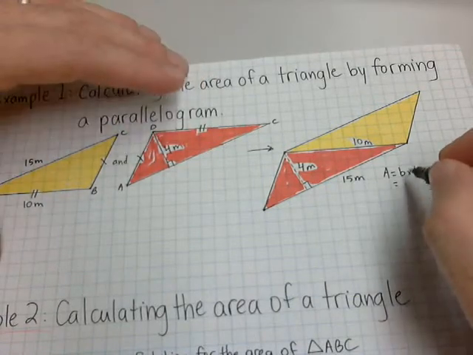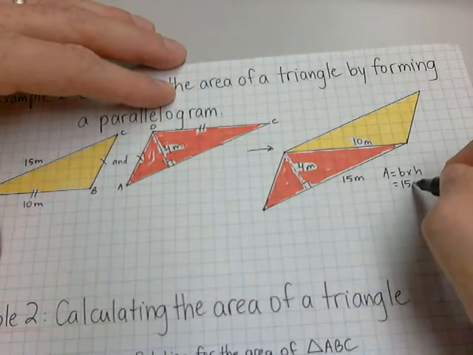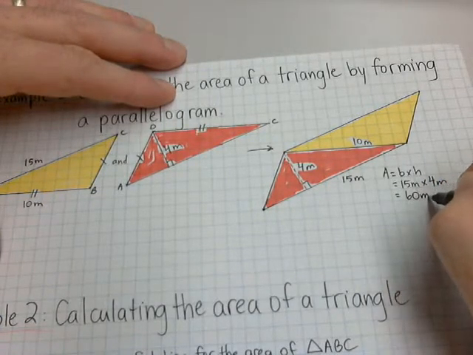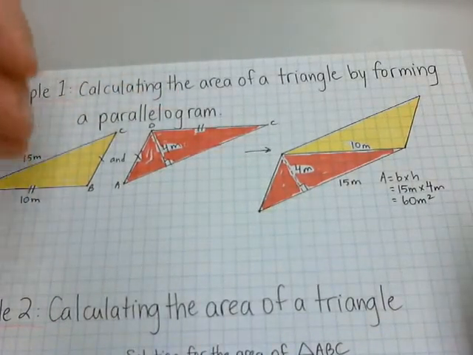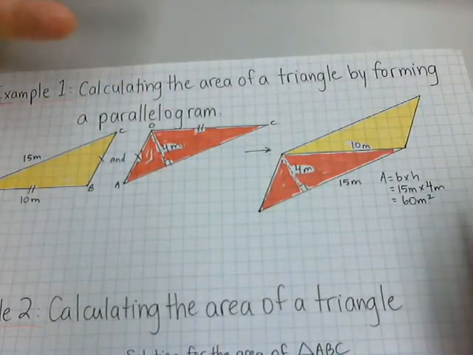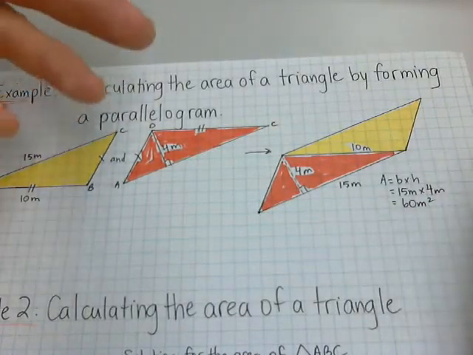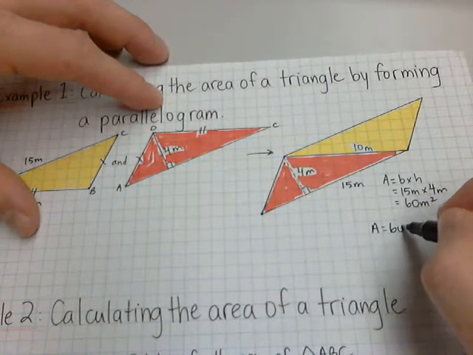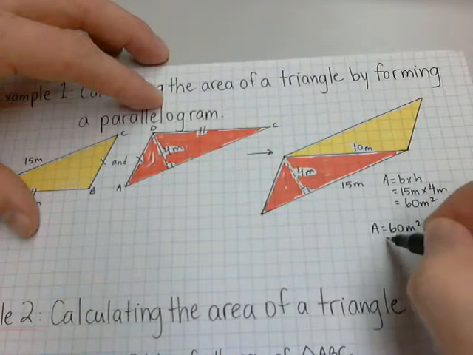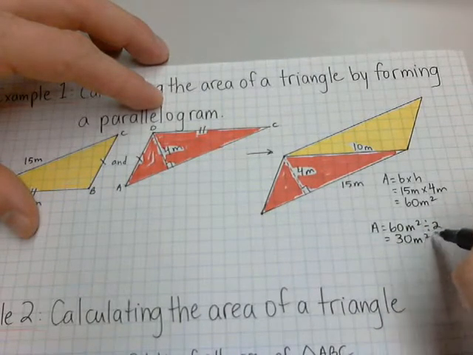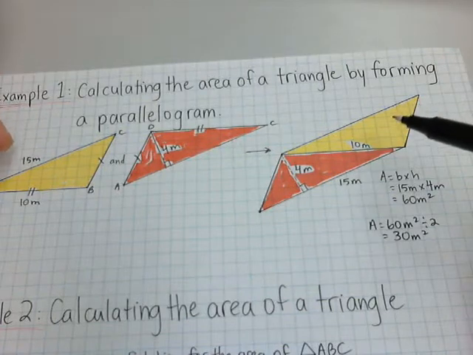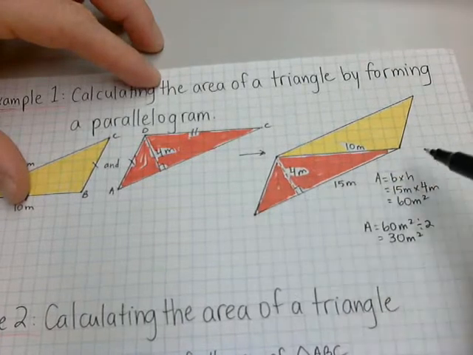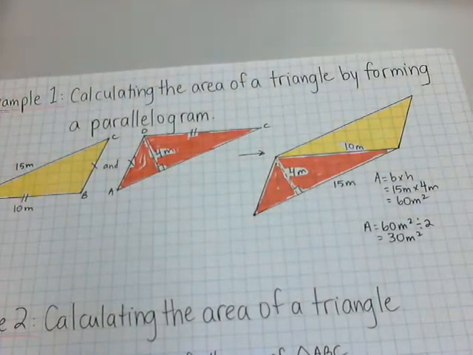And so what happens is you do your substitutions. The base is 15 meters and the height is 4 meters, and 15 times 4 is 60 meters squared. Now, we know the area of the parallelogram, but we want to know the area of just the triangle. So let's split that number in 2 again. The area of the triangle is going to be 60 meters squared divided by 2, which equals 30 meters squared. Now, it's often appropriate, in case you're forgetting, to join up two identical triangles and form this parallelogram, because you know this formula here.